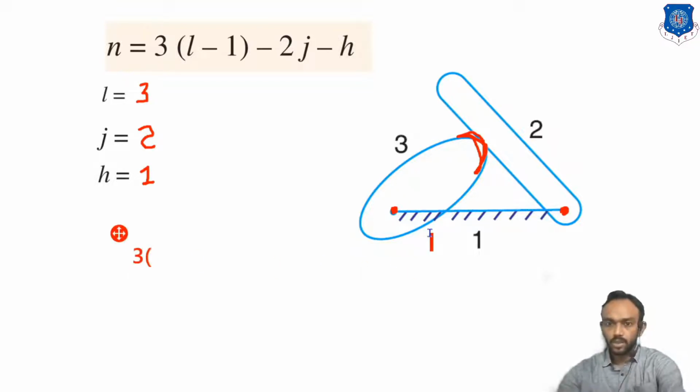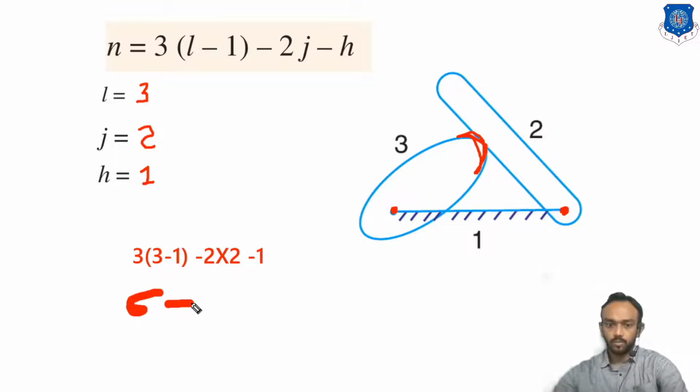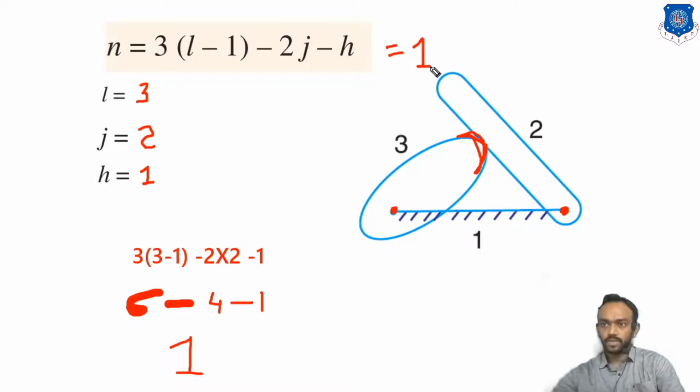So the equation becomes 3 into (3 minus 1) minus 2 into 2 minus 1. What will happen? We put in this equation 3 into 2, which is 6, minus 4 minus 1. The degree of freedom will be 1. So the final degree of freedom we find is 1.